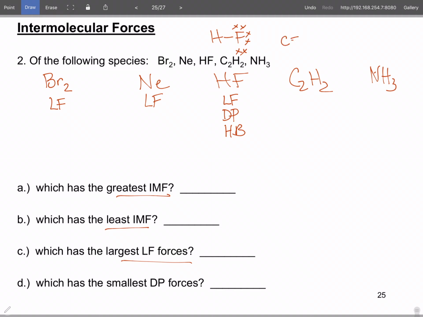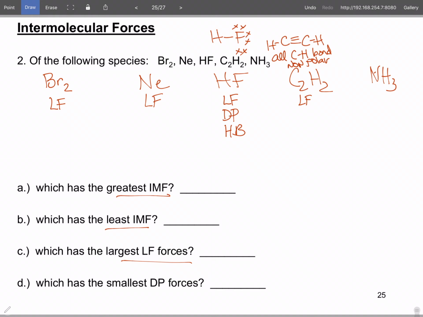C2H2, most of y'all have seen this. If you took my lab, you've already seen this one. But that's what acetylene looks like. It's a triple bond between the 2 carbons with the hydrogens attached. So first off, it is molecular, so it's got London forces. Now, if you remember back, all carbon-hydrogen bonds are nonpolar. So in this case, there's no polarity, so we got nothing more than London forces.